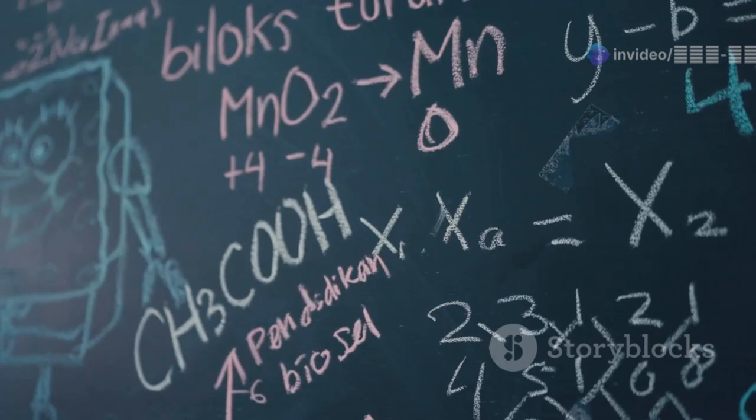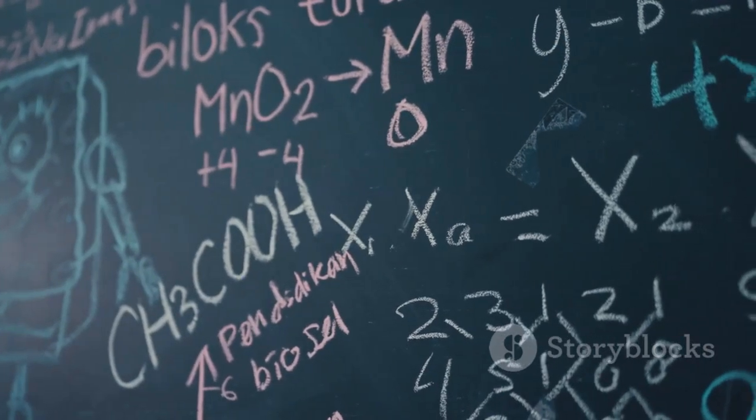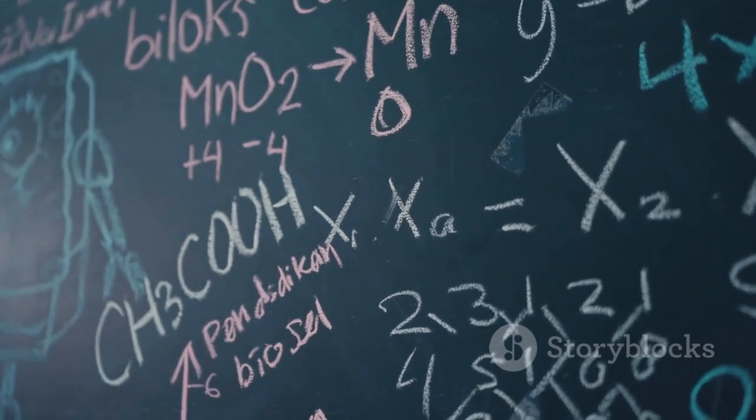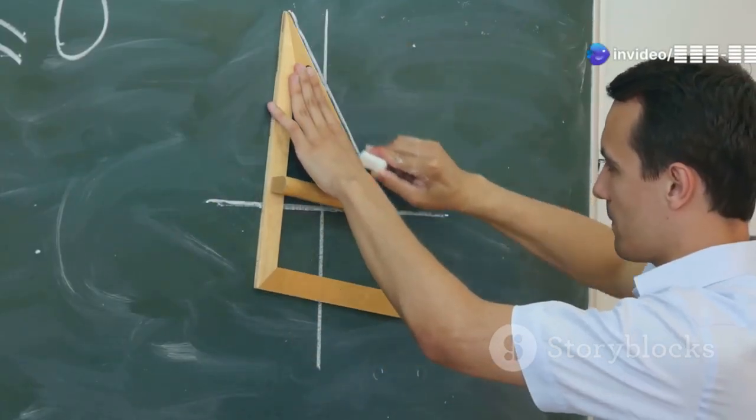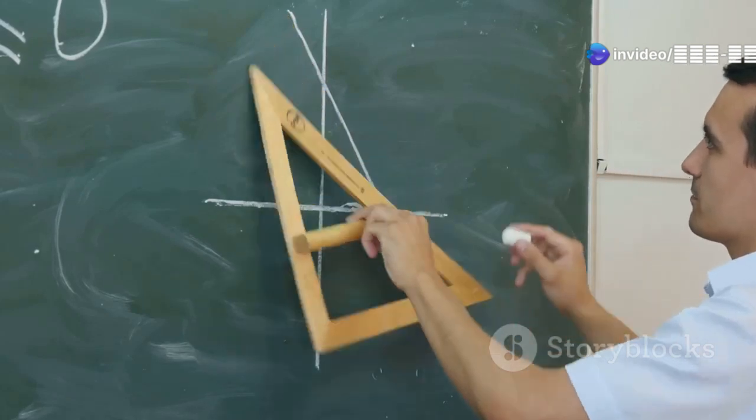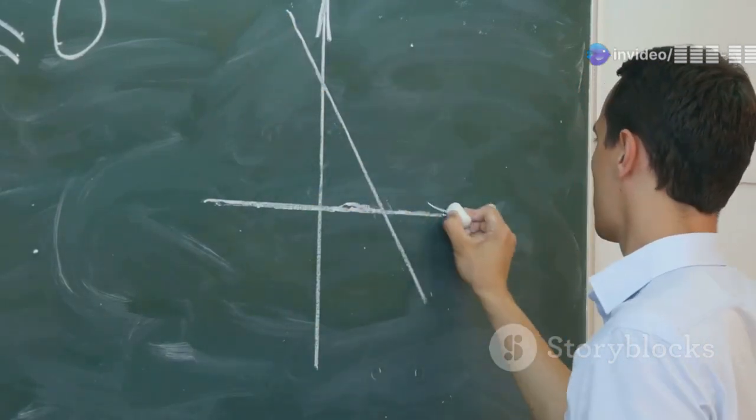The formula for horizontal range, R, is R equals u squared times sine of 2 theta divided by g, where u is the initial velocity of the projectile, theta is the angle of projection, and g is the acceleration due to gravity.